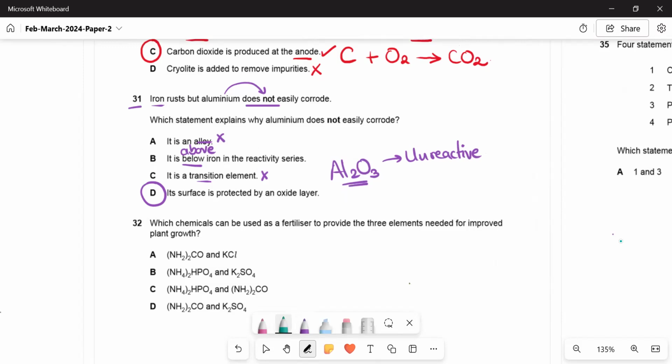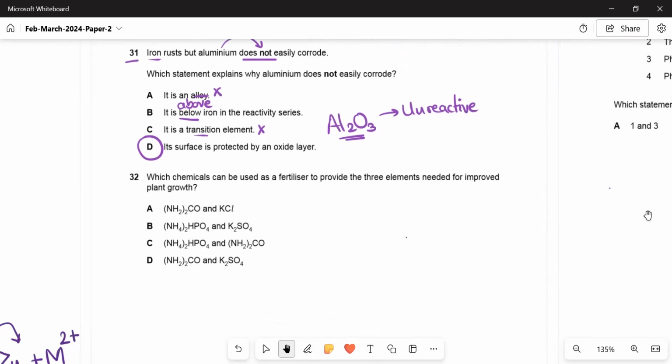Next question is, which chemicals can be used as fertilizers to provide the 3 essential elements needed for improved plant growth? So which chemical can be used as fertilizer? We have to choose those fertilizers which contain the 3 essential elements needed for plant growth, and the 3 essential elements are N, P, K: nitrogen, phosphorus, potassium.